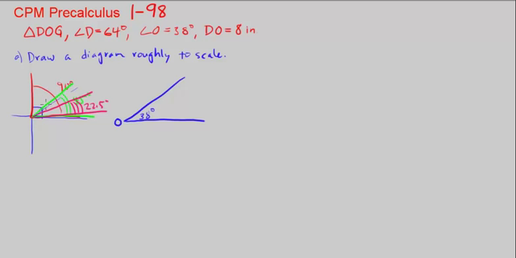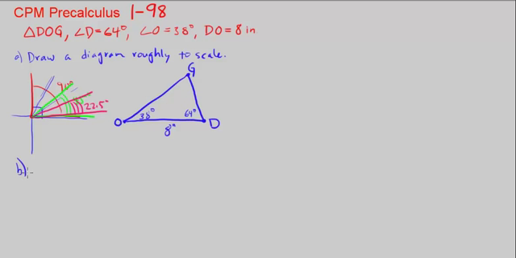64 degrees is going to be bigger than 45, but less than 90. Okay, 45 plus 22.5 is going to be 67.5, so it's going to be less than here. It's going to be something like this, okay? So that is 64 degrees, and that's vertex D, the corner of our triangle D and O, and then this is vertex G, okay? And we know side DO here is 8 inches. And there's our diagram roughly to scale.